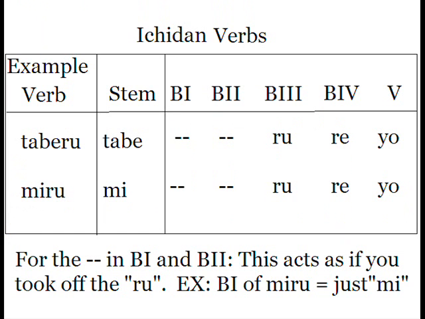This table is going to go over the ichidan verbs. For example, for ichidan verbs, we have taberu and miru. Tabe is the stem of taberu. Taberu means to eat. Ichidan verbs don't have a base 1 or a base 2, but they do have the other bases. So for taberu, base 3 would be taberu, base 4 would be tabere, and base 5 would be tabeyo. Miru would be miru for base 3, mire for base 4, and miyo for base 5.